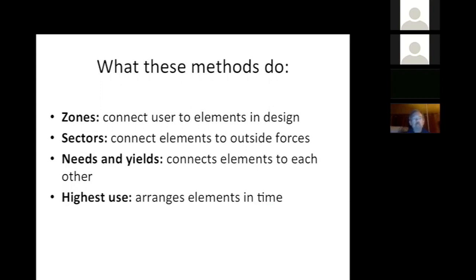And then we have needs and yields analysis, which connects the elements to each other. How does the greenhouse connect to the pond? Well, we put the pond on the south side, the sunward side of the greenhouse, and it'll reflect light into the greenhouse to keep our plants growing longer. And then highest use helps us choose what to do first in time. It helps us arrange the parts of our design or the actions in our design over time. So those are 4 really important design methods that we use a lot in permaculture.